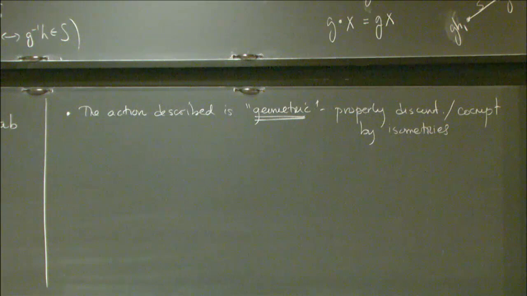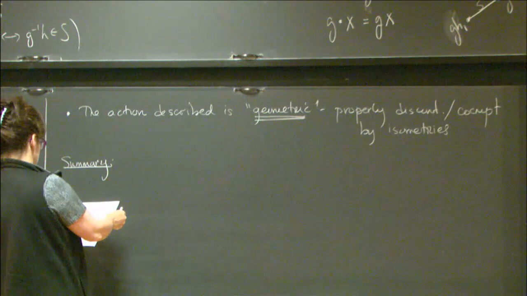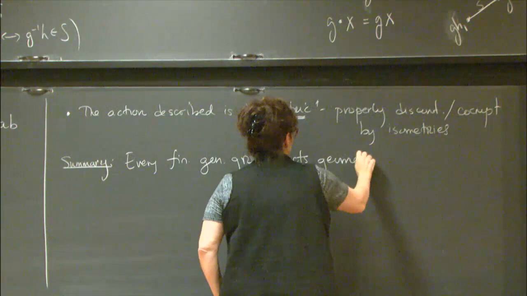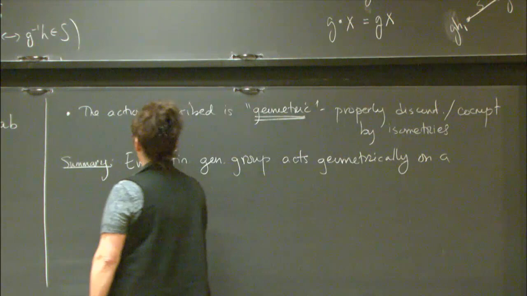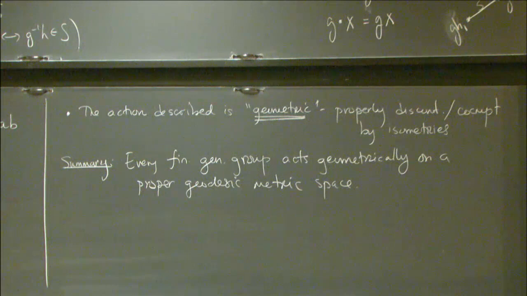And just as a summary of a bunch of stuff you saw in Olga's lectures, I want to say it with a single sentence, and that is that every finitely generated group acts geometrically on a proper geodesic metric space. If I start abbreviating stuff too much, just let me know.